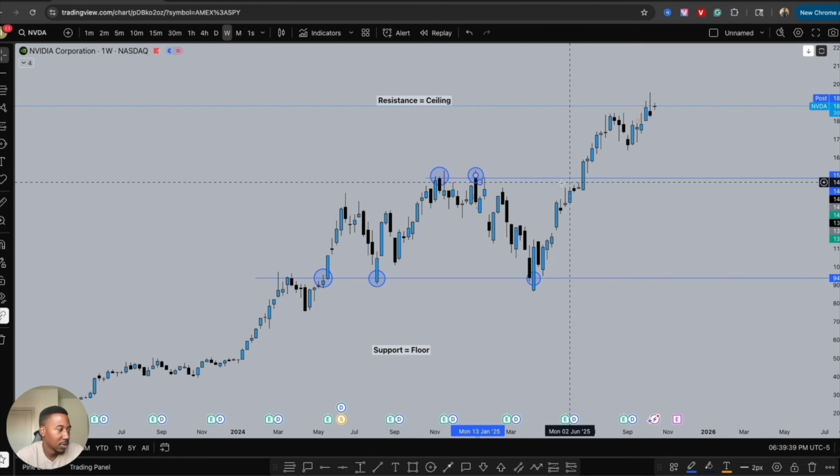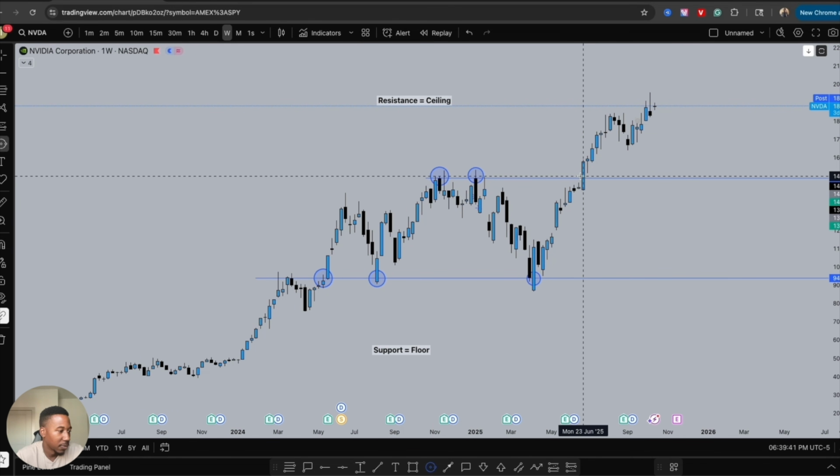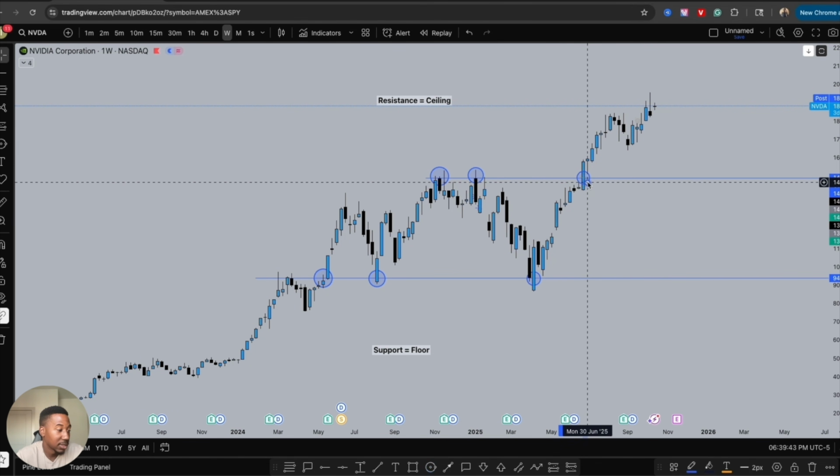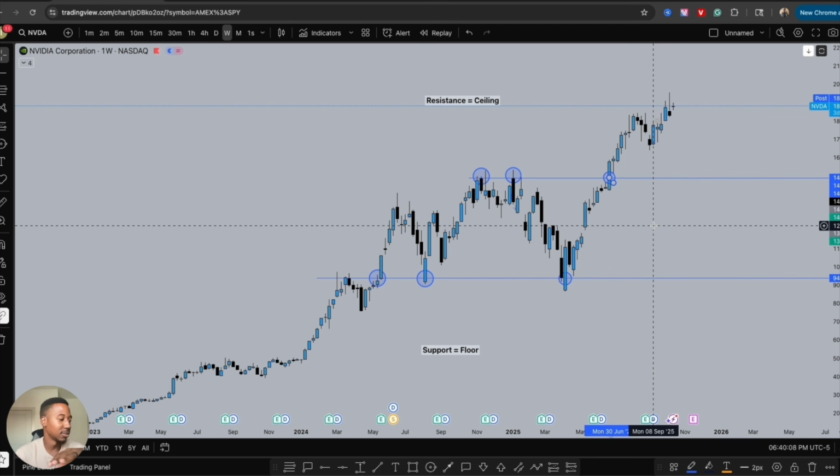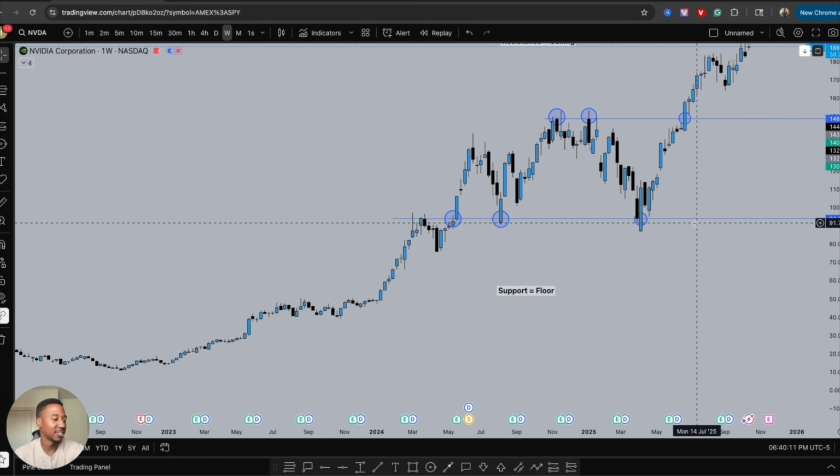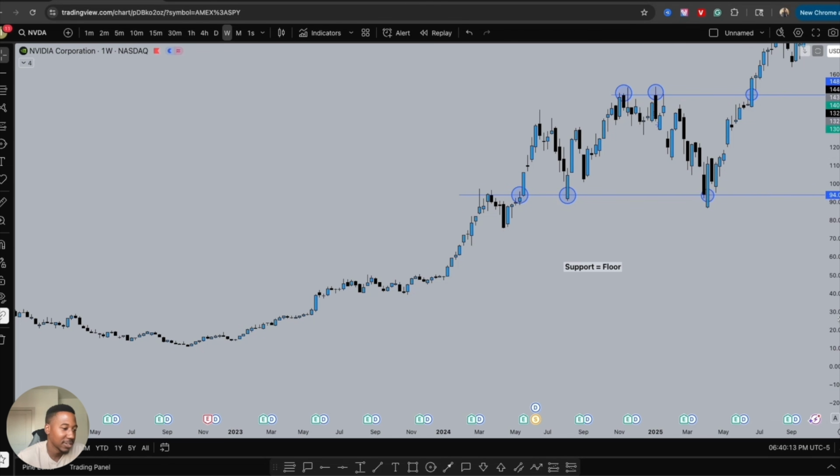And then over here, we broke through resistance. And now this is going to be a level of support because we flipped. So this is one example of support and resistance. Just to practice a little more, we'll go back on the same stock.